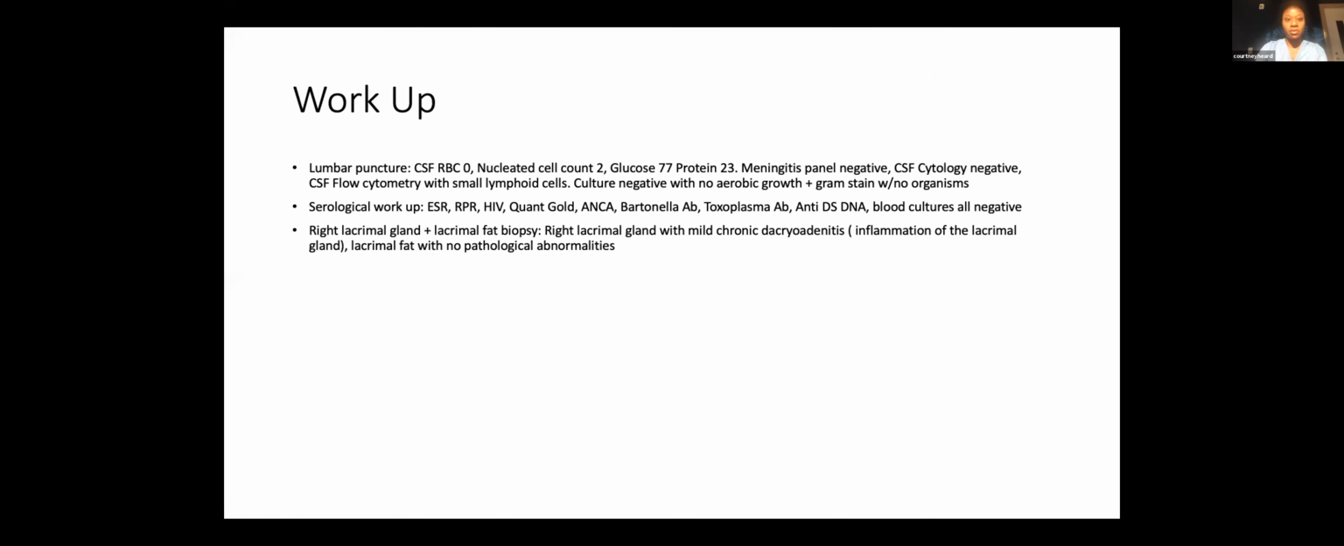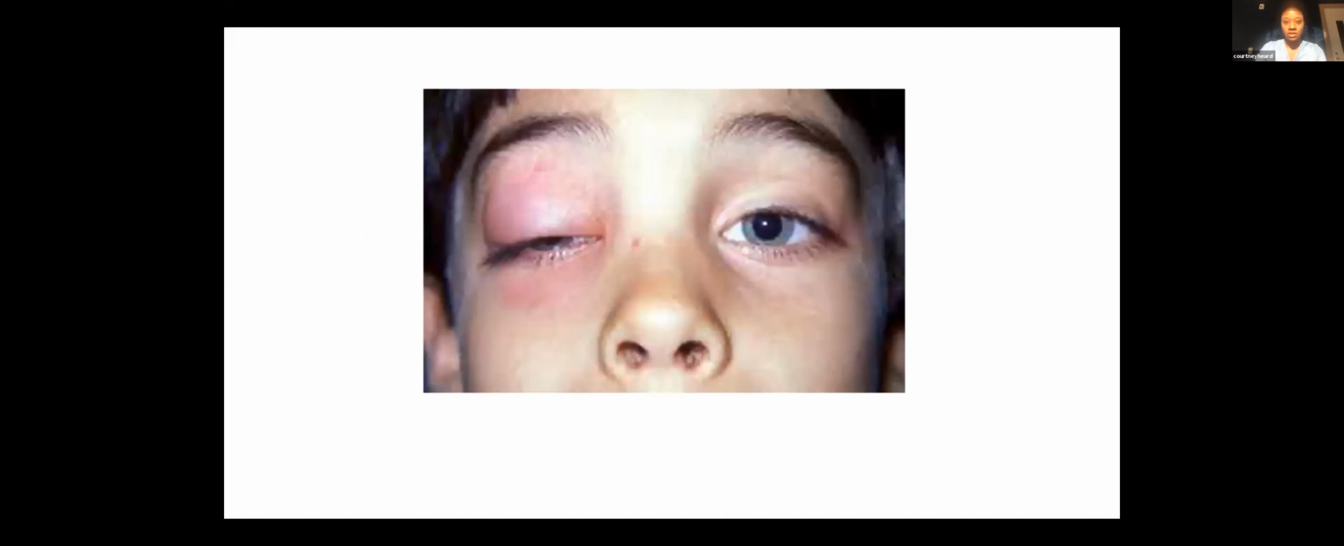Additional workup included a lumbar puncture that overall was negative for infection and malignancy, and serological workup that evaluated for inflammation and infection that was negative. We also did a biopsy of the right lacrimal gland and lacrimal fat, and his right lacrimal gland did show mild chronic dacryoadenitis, which is inflammation of the lacrimal gland, and lacrimal fat with no pathologic abnormalities. This is a picture of dacryoadenitis that I found on the internet, and you can see the right upper and right lower lid is extremely swollen for this child here.